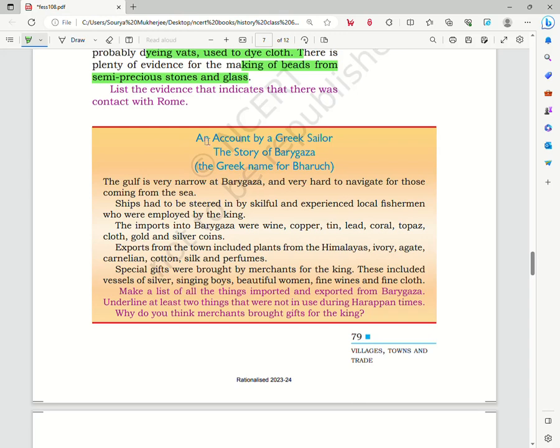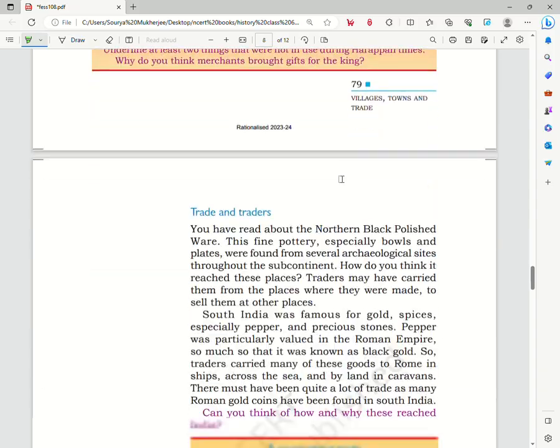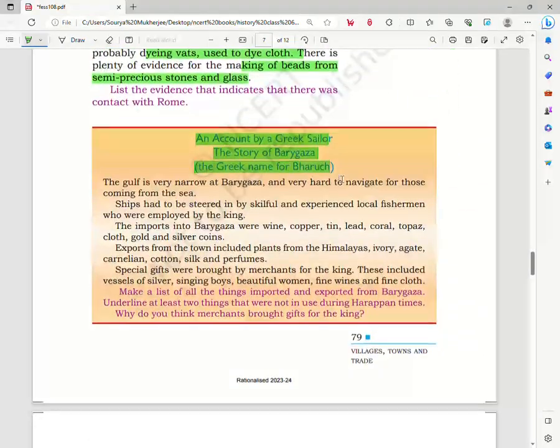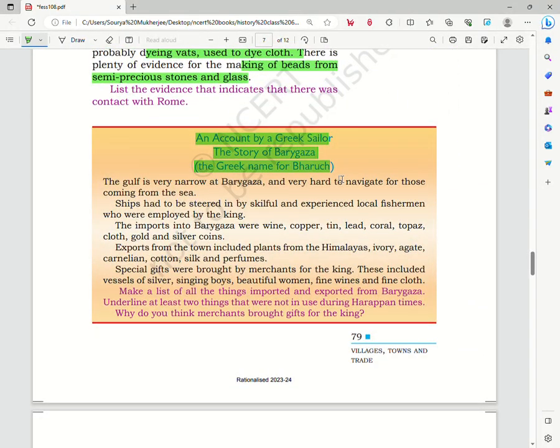So next we see an account by a Greek sailor, the story of Barygaza, the Greek name of Bharuch. So the city of Bharuch was known during that time. That is, the Greek name of Bharuch was Barygaza. If we look at the Indian map, it is located in the state of Gujarat, near the Gulf of Khambhat. The city is located near the Gulf of Khambhat.